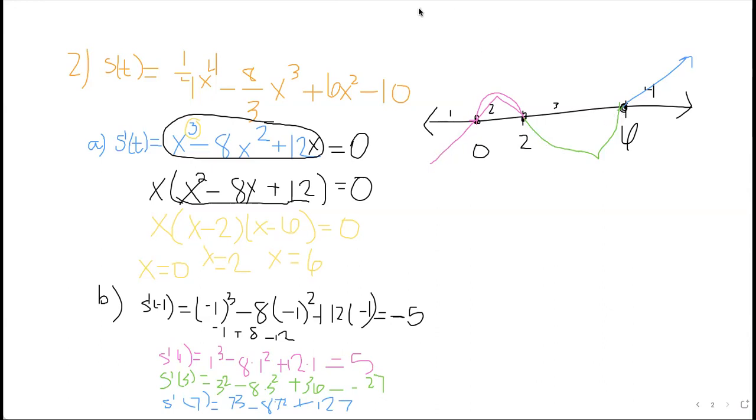All right, last, or not last, we got 2 more questions. So question C is going to be: when is your acceleration 0? Okay. So remember, acceleration, we have to find the derivative of the derivative, or the second derivative. So that is going to give me 3x squared minus 16x plus 12.